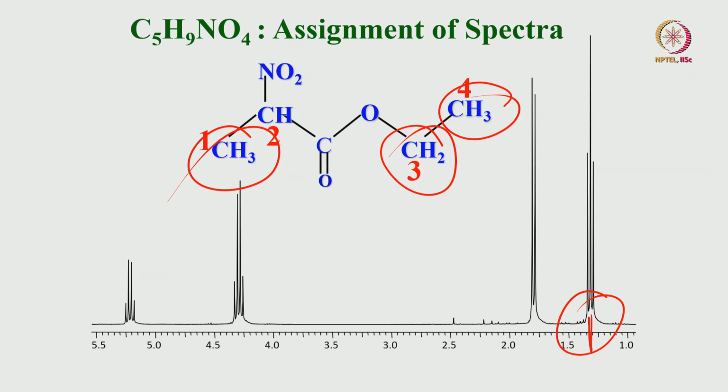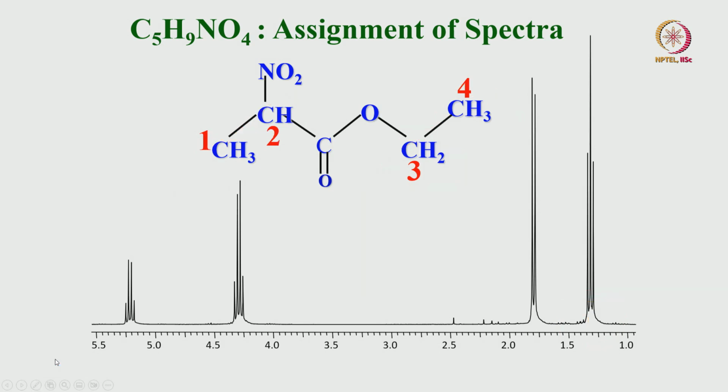It has to be a triplet. As a consequence, I would say this is a CH3 which is coupled to this CH2. Why not this CH3? There are 2 CH3s here, but remember this CH3 is attached to CH, that will only split this into a doublet. This CH will split this CH3 into a doublet. Since it is a triplet, this cannot be this CH3, this has to be CH3 proton 4. I can easily assign number 4 for this peak.